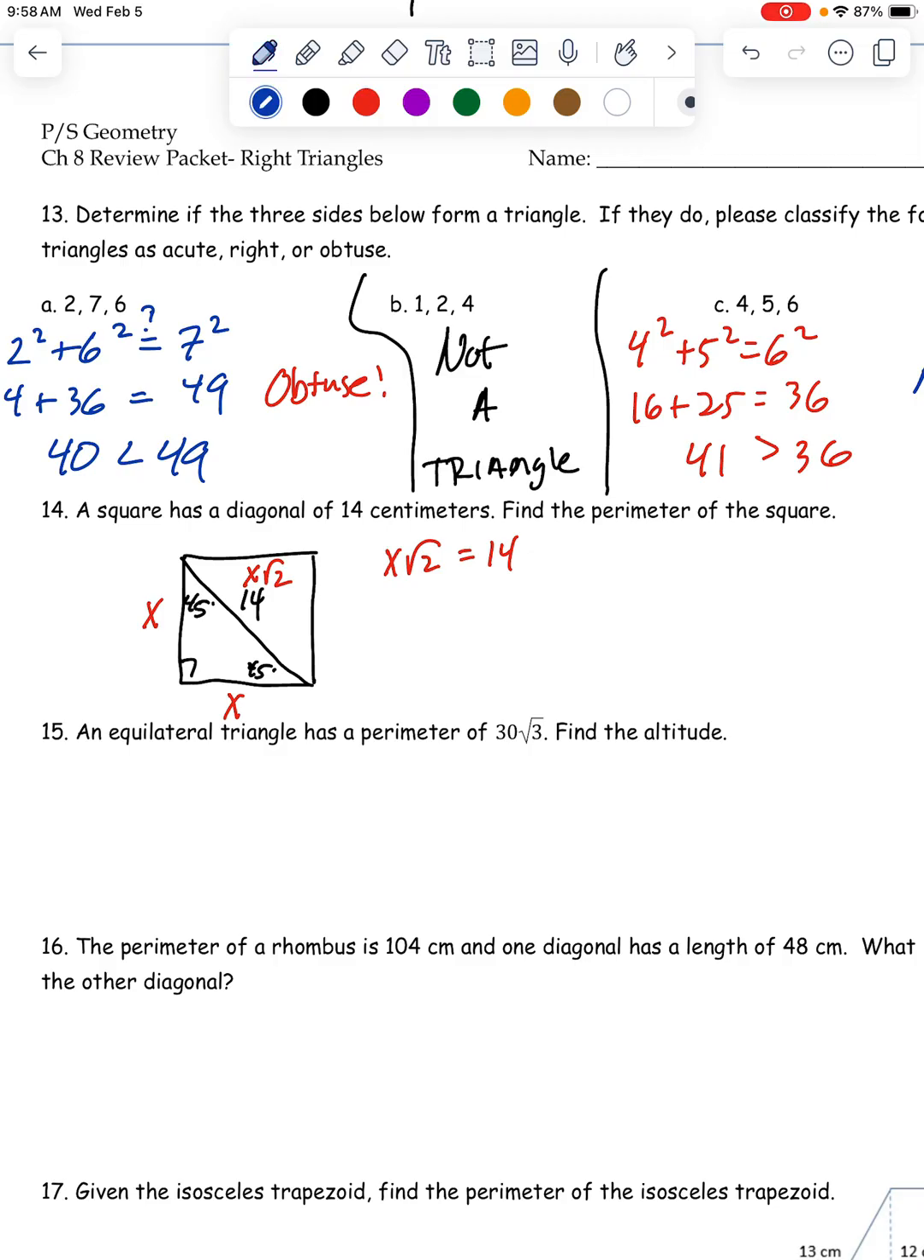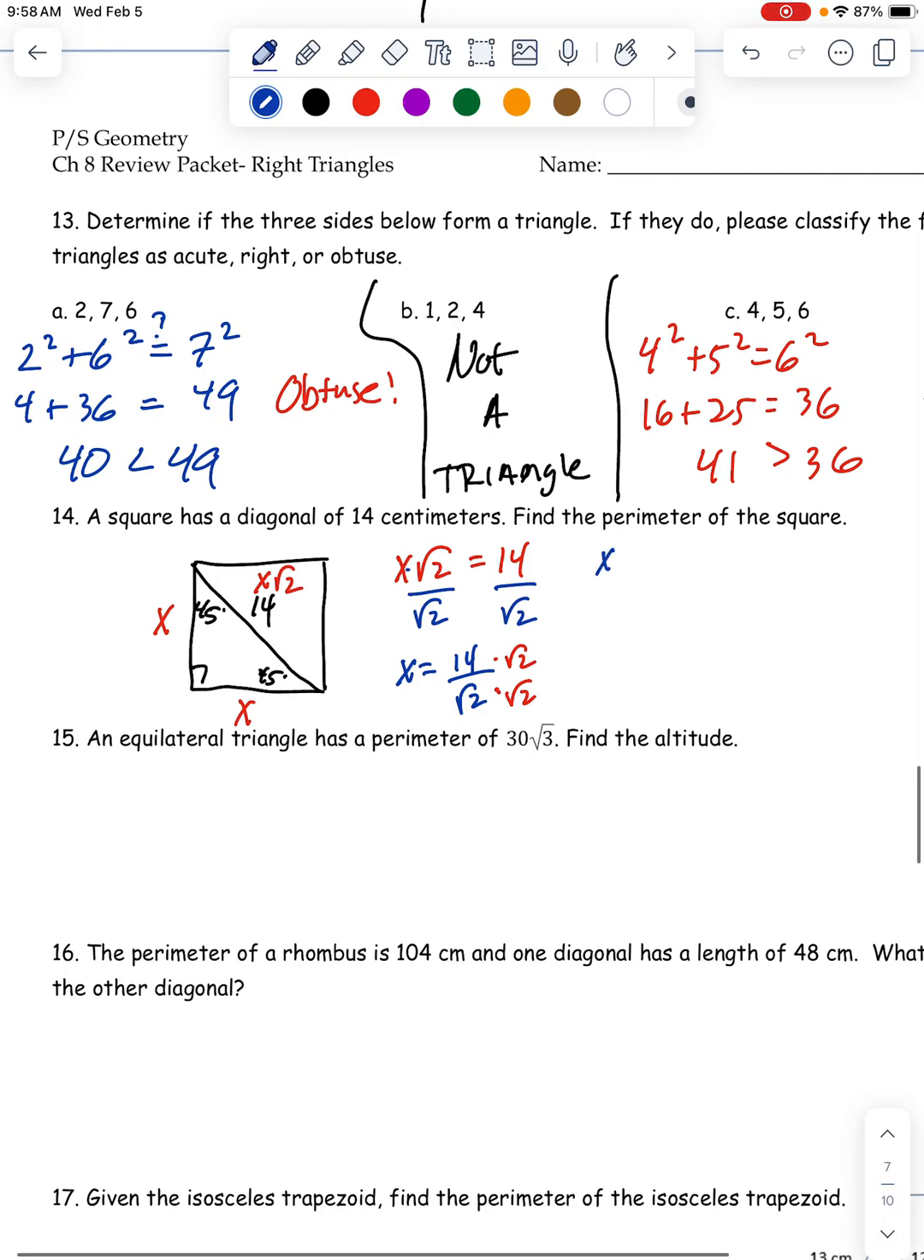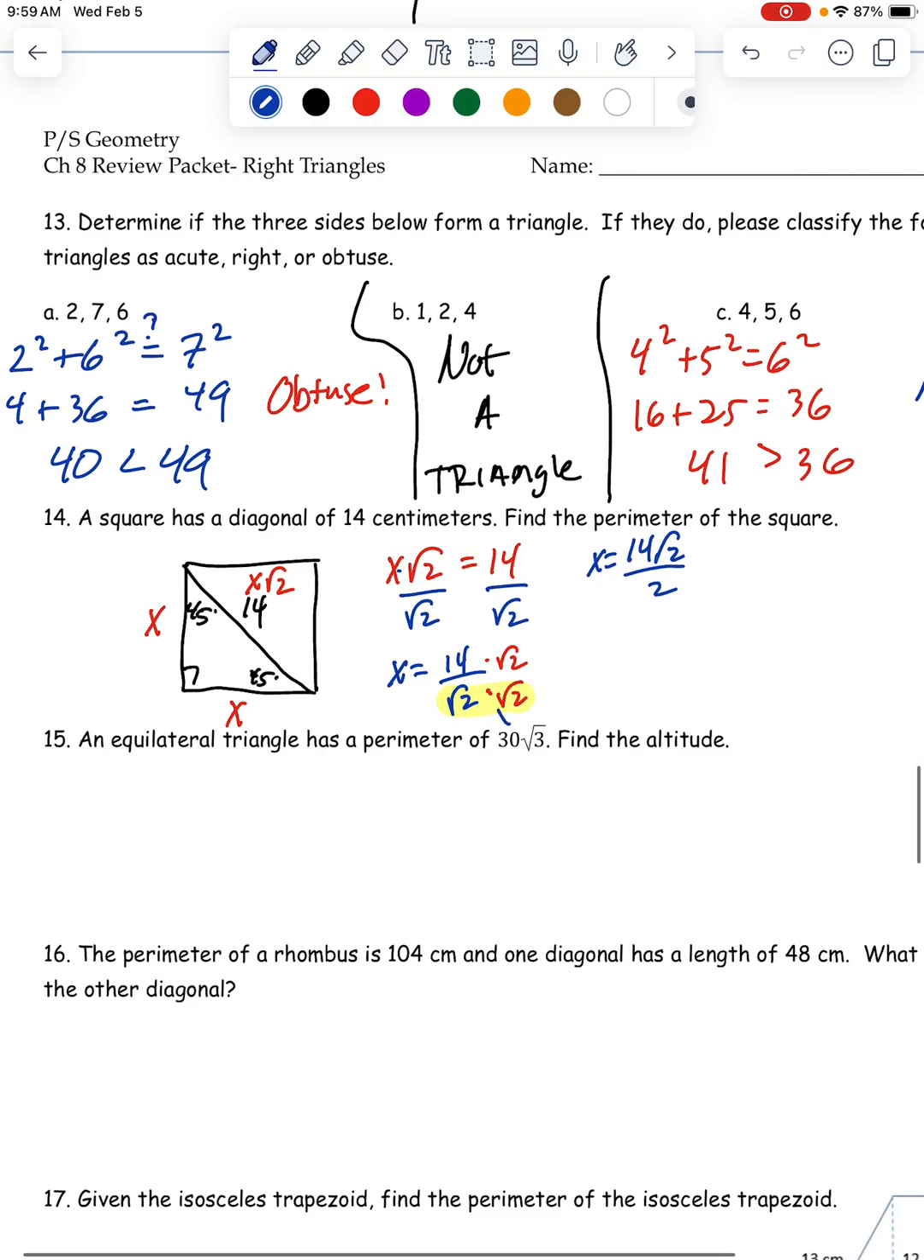So I have to figure out what did I multiply by root 2 to get 14. Some people do the part in your head, and that's totally fine. But if not, let's do the math here. Divide both sides by root 2. I get x equals 14 over root 2. Then rationalize. Root 2 times root 2. X equals 14 root 2 over 2. Remember, root 2 times root 2 is root 4, and the square root of 4 is 2. So that's 7 root 2.